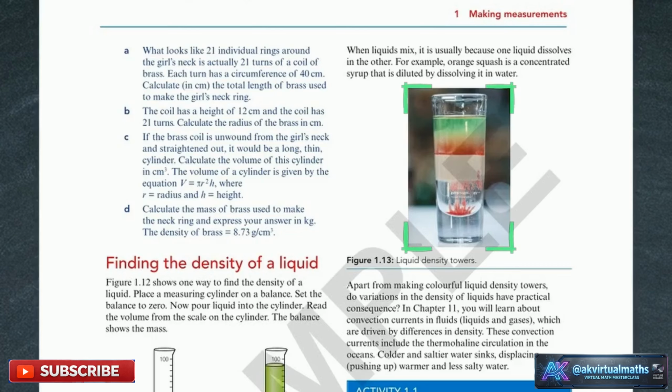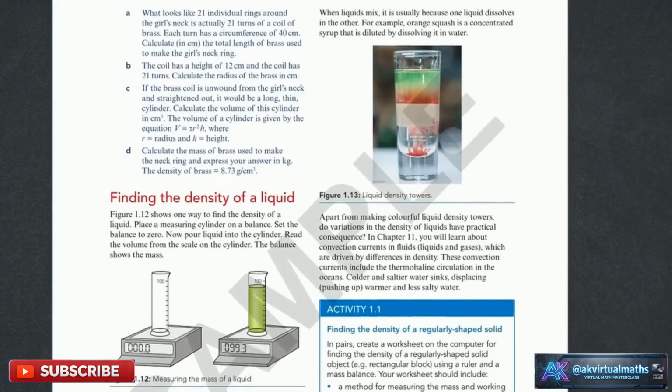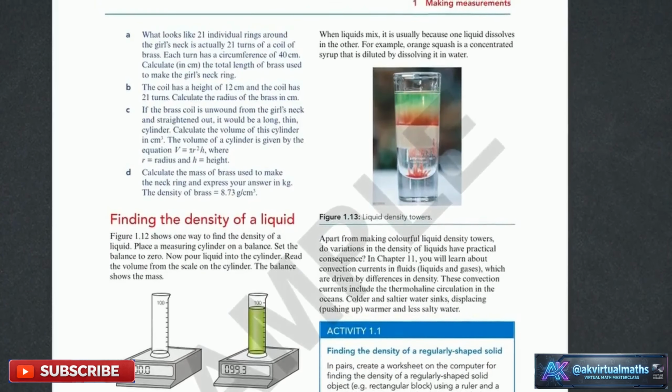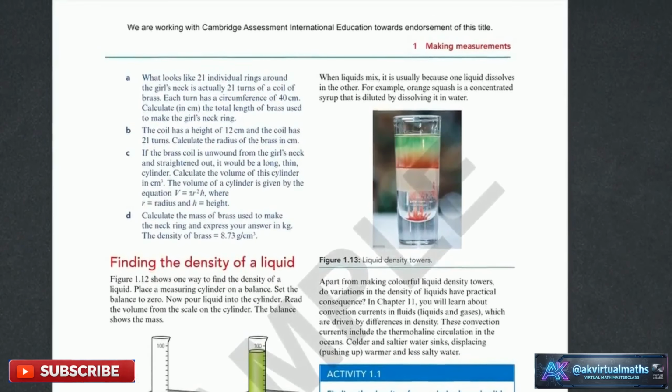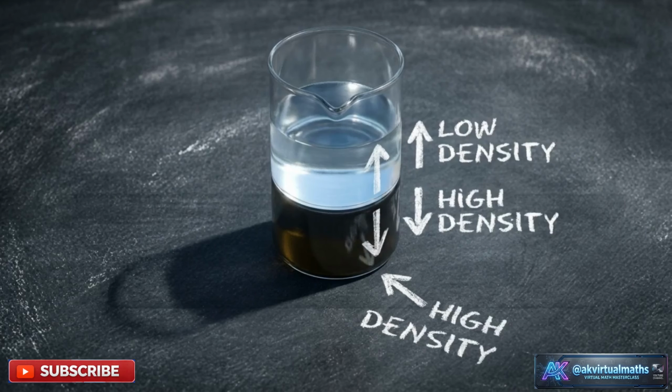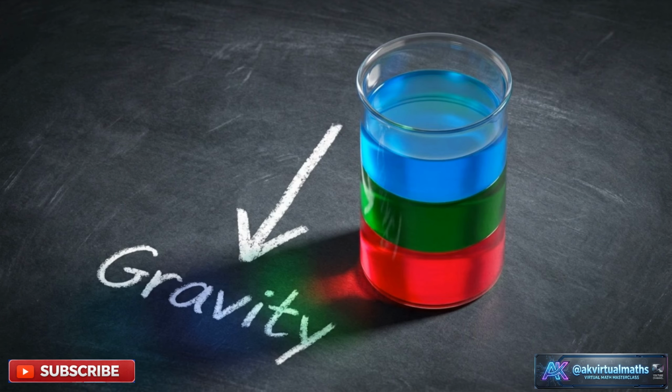This image shows a liquid density tower, made of 3 completely distinct, non-mixing layers. If we mix multiple liquids that are immiscible, meaning they do not dissolve into one another, they follow a strict physical rule. The liquid with the lowest density floats on top, and the liquid with the highest density sinks to the bottom. Gravity acts as an automatic sorting mechanism, stacking unmixable fluids strictly according to their calculated density.